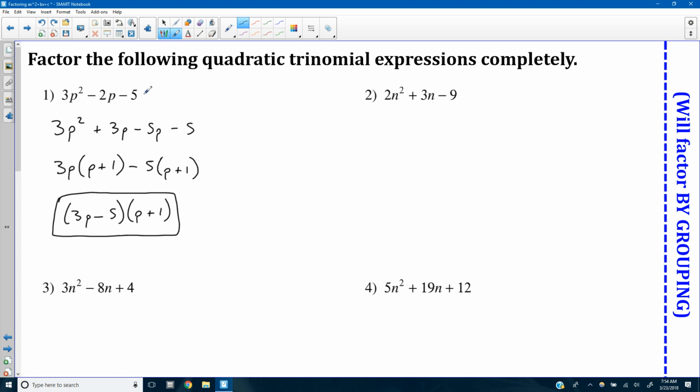Once I got that answer to that question, the rest should be factorable. So you should be good after that. Okay, number 2, no common factor. So I'm going to go ahead. What two numbers multiply to negative 18 and add to 3?